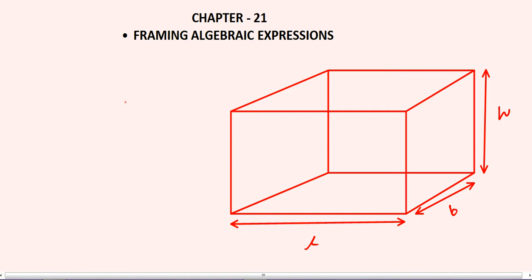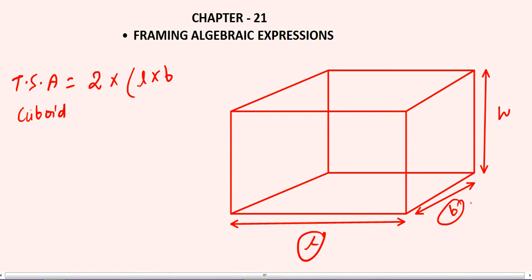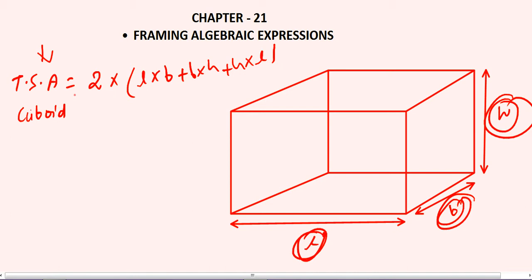So if we want to find the total surface area of this cuboid, the total surface area of a cuboid equals 2 outside, then in brackets length into breadth, then breadth into height, then height into length. So the total surface area of a cuboid is 2 in brackets length into breadth, breadth into height, height into length. So this one is for the cuboid.